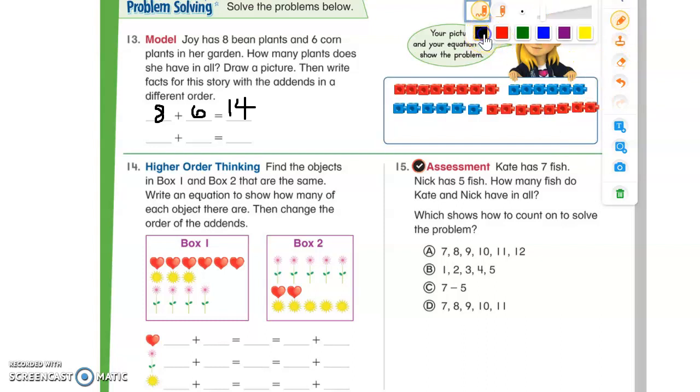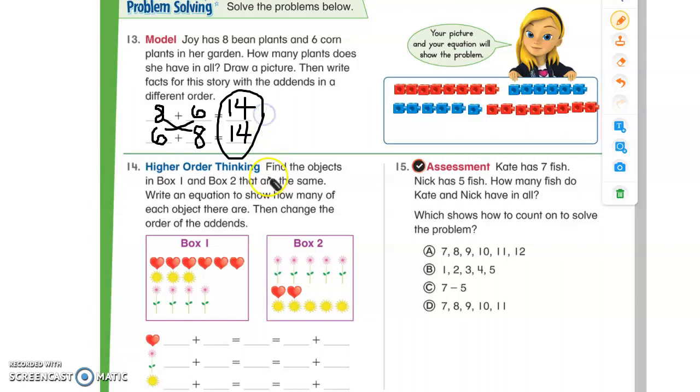So now I'm going to write my equation for my add-ins in the new order. 6 plus 8. And I'm going to double check that I get the same sum by counting on. 6, 7, 8, 9, 10, 11, 12, 13, 14. 6 plus 8 equals 14. So again, it doesn't matter the order of your add-ins, you're going to get the same sum.